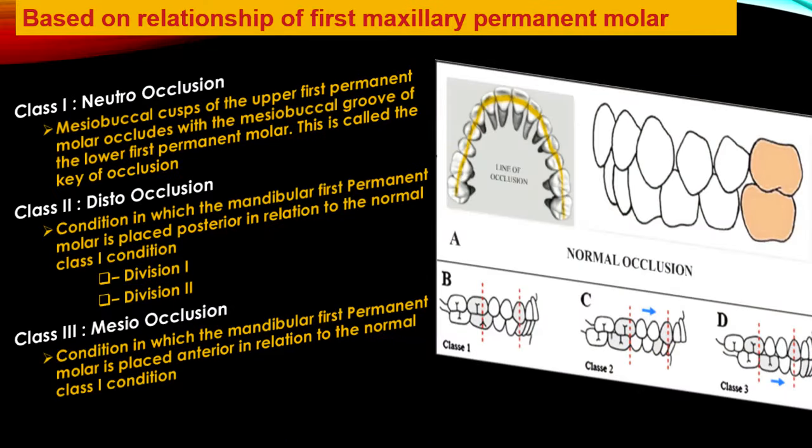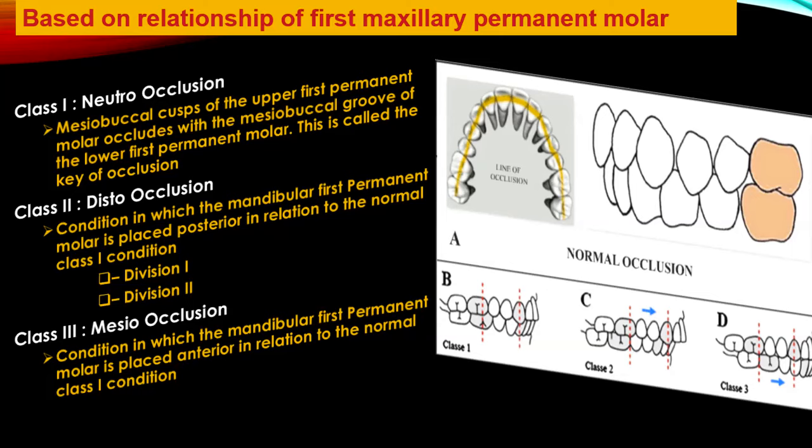Other classification, مثل ما تعرفوا اخذتوها بالاورثو, based on the relationship of the first maxillary permanent molar. We have a neutral occlusion class 1, class 2 distal occlusion, and class 3 meso occlusion. يعتمد على علاقة المولر first maxillary molar مع اللور molar مثل ما نشوف هنا بهاي الصور. Class 1 وين يصير لما يكون mesobuccal cusp of the first permanent upper molar coincides with the mesobuccal groove of the lower.